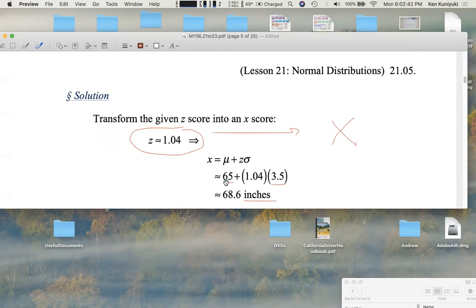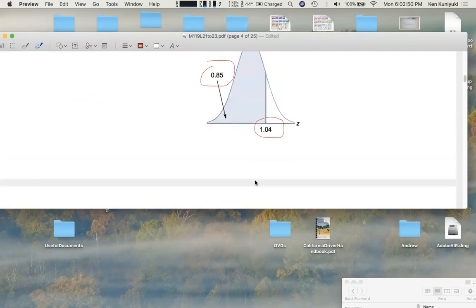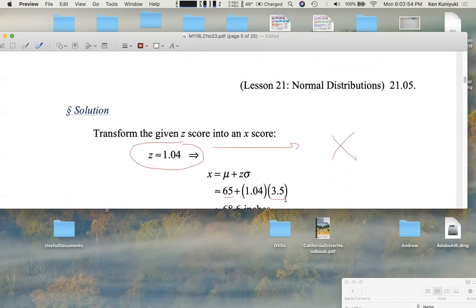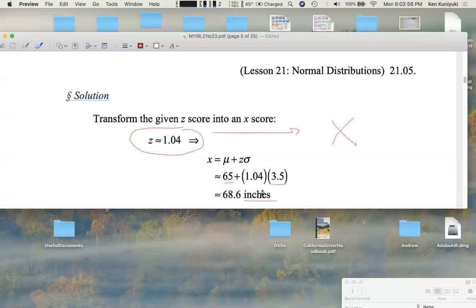So the mean was 65. The z-score we're looking at is 1.04. That's the 85th percentile for the z distribution. That's from the hint over here. The standard deviation is 3.5. So using a scientific calculator, say, which does the multiplication first before the addition, order of operations, we get 68.6 inches. Don't forget your unit, inches. Remember, z-scores have no units, but x-scores usually do. In this case, it's inches.